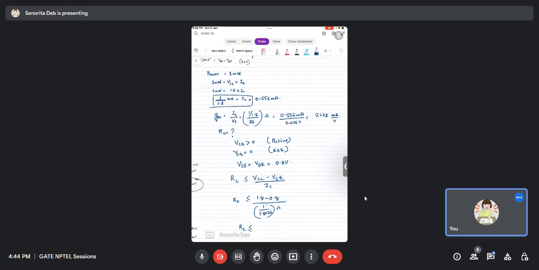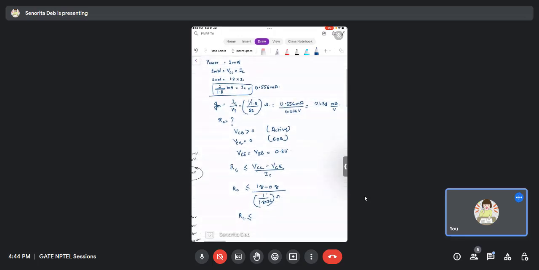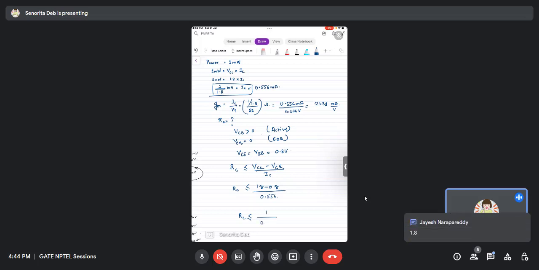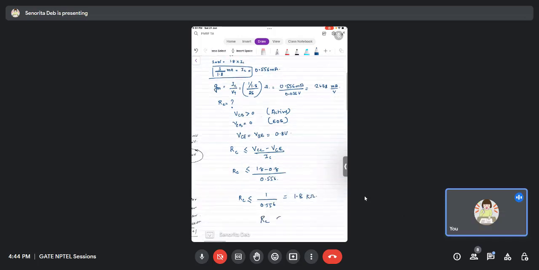Okay, then here I give 0.556. Oh, IC, I had written it wrong. I had written GM in place of IC. So please correct that. So 1 upon 0.556. Yeah, it is 1.8. Thank you. So RC should be anything less than or equal to 1.8 kilo ohms. I had by mistake written the value of GM in place of IC.